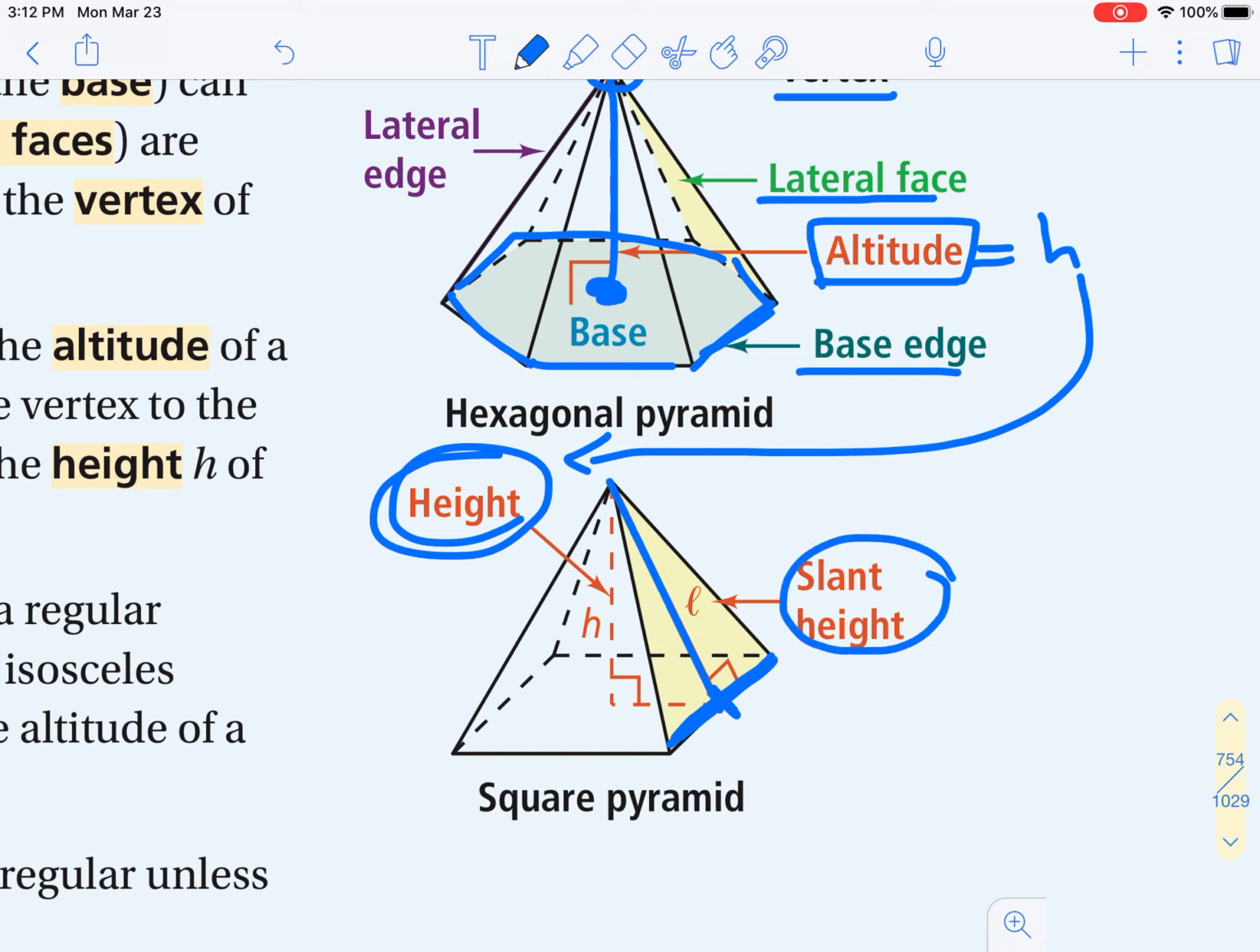Okay, so notice we have height, which is perfectly vertical, straight up and down, and that's denoted by an H. But notice we have slant height, and we can't use H, so we use this cool looking L or cursive L, and that's your slant height.